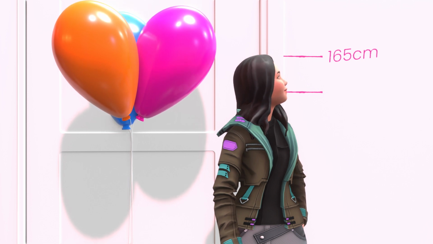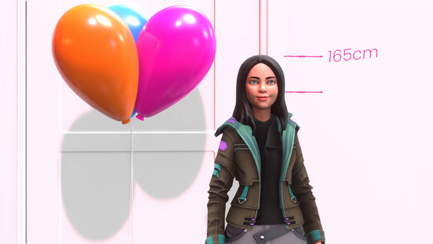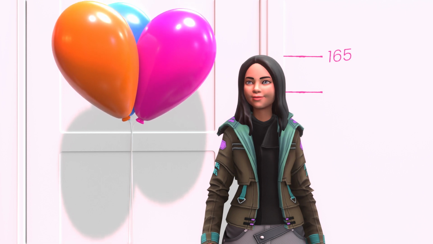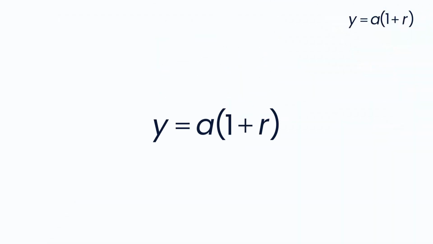In order to make the problem easier to understand, you can ignore the unit, centimeters, throughout these calculations. Let's calculate your expected height. You use this formula. The final amount, y, equals the initial amount, a, times the growth factor, 1 plus r. First, you need to insert values for the variables.